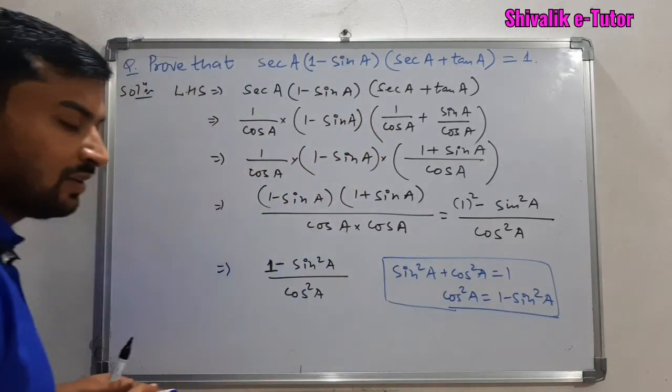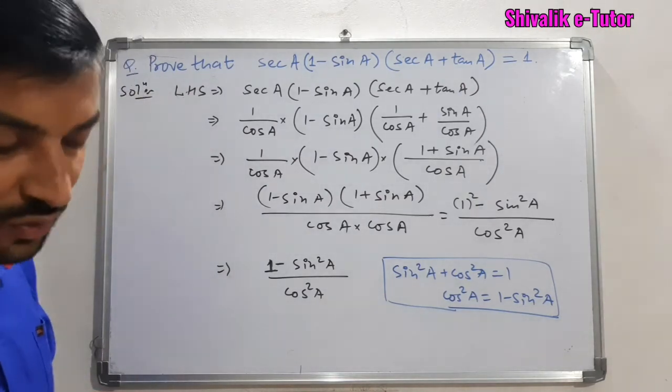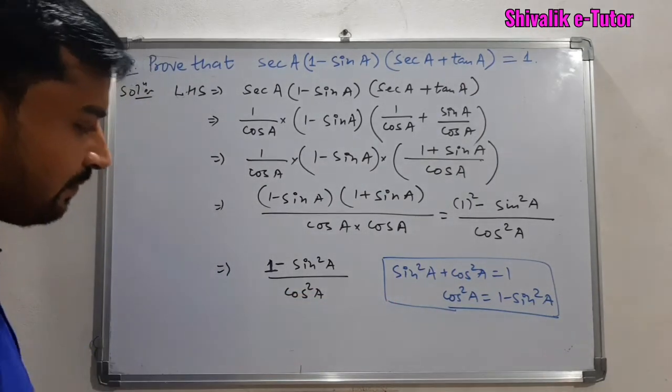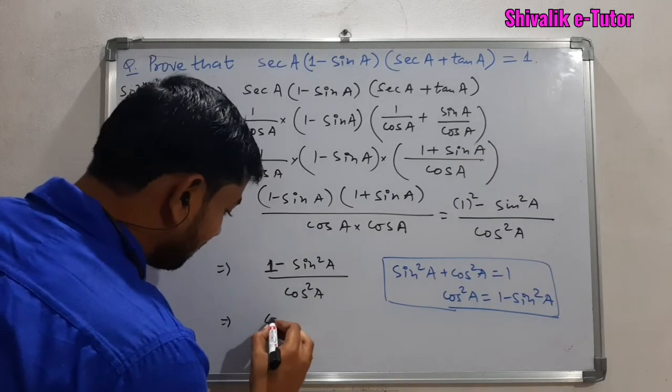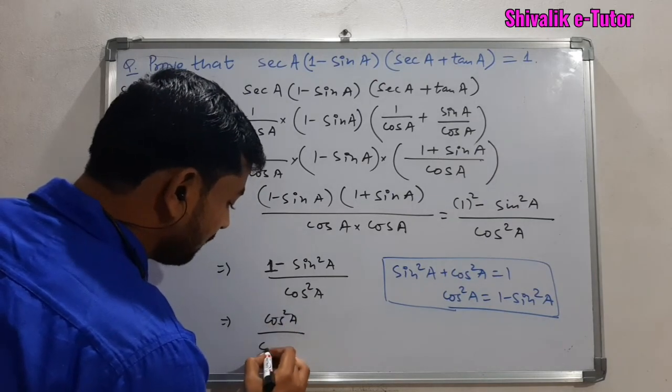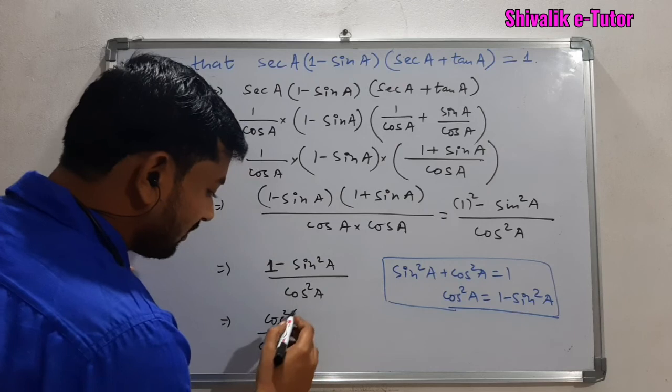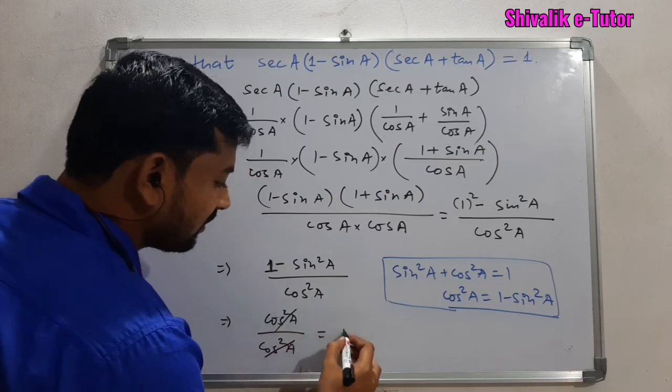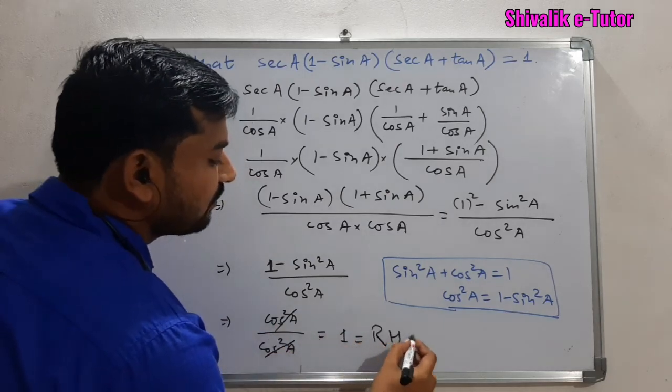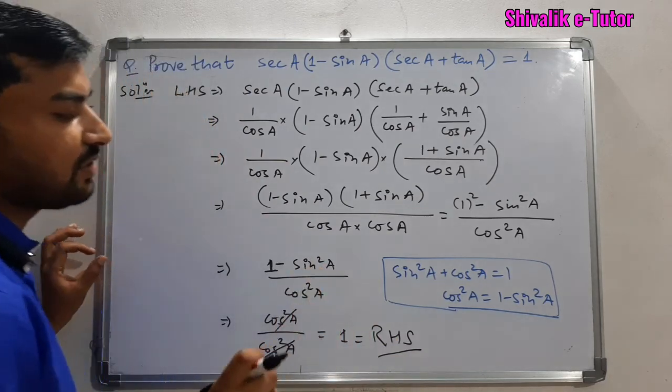Cos square A. So 1 minus sin square A, what can we write it as? Cos square A. So we will replace it, cos square A upon cos square A. This will be cancelled. So finally we will get 1, which is equal to RHS. So this result is proved.